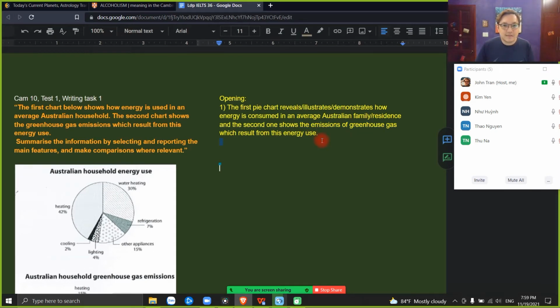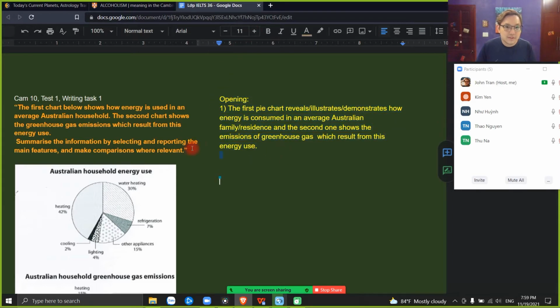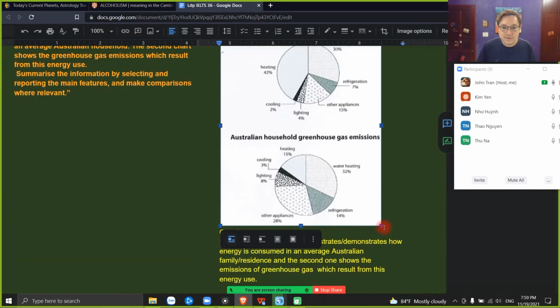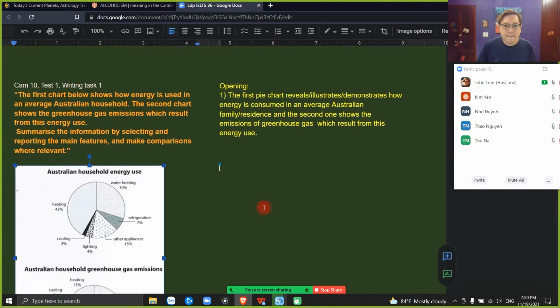Okay, let me just increase the font here to 12. It's better to increase to 12, right? Make this one smaller. There you go. Okay.